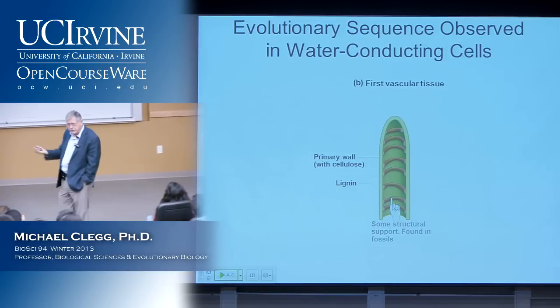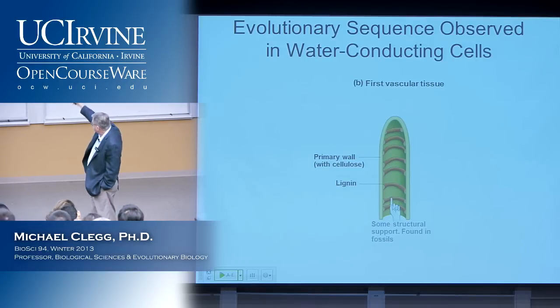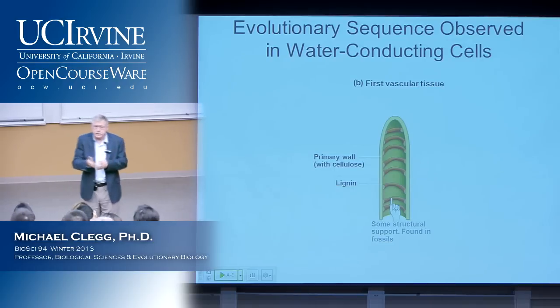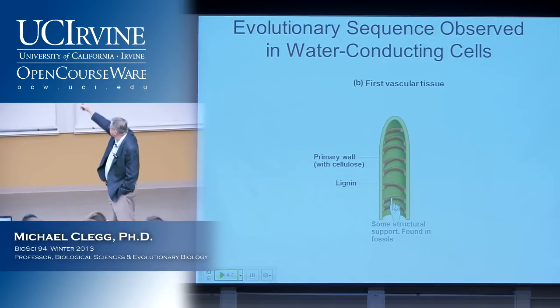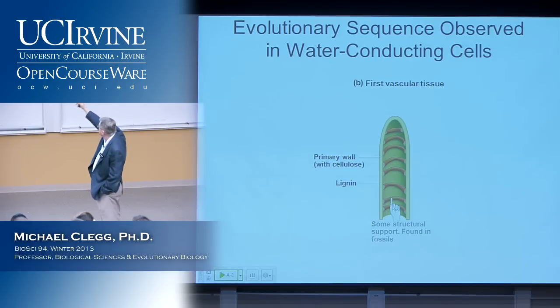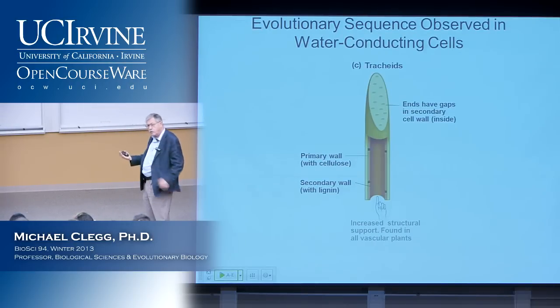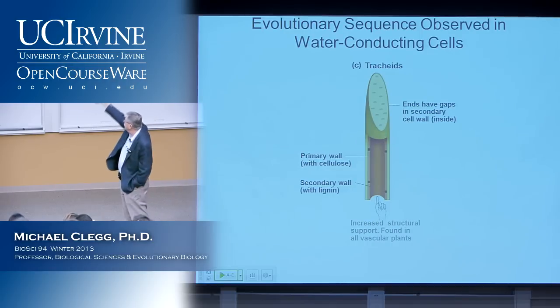So the next thing that happened in evolution was the elaboration of a molecule called lignin, which is a polymer of sugars, but it's light and it provides a great deal of structural support under compression forces. And so the first vascular tissue had these lignin bands on the inside of what were essentially vessel elements, and that provided some structural support. And then this evolved further so that the whole inside, the whole secondary wall of what's called a tracheid, is lignin, providing even more support.